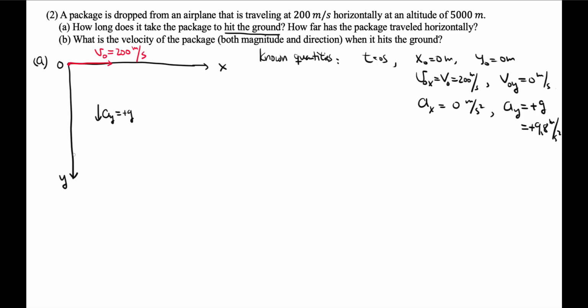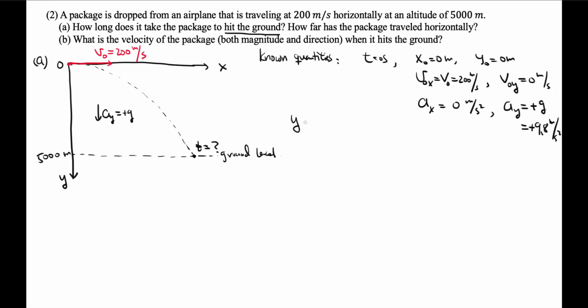Okay, so now let's say the ground level is here. And it's 5,000 meters in the y direction. Then let me draw the package trajectory. It's like that. And then we need to figure out this instant t. What is this instant? So we have these 5,000 meters information for the final position. So let's write that down.